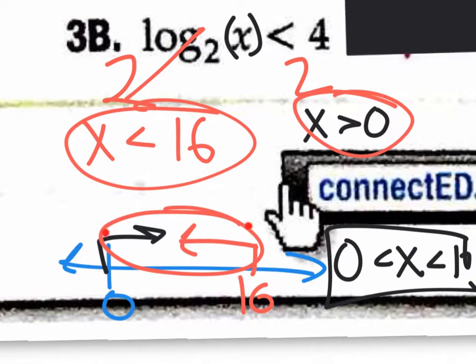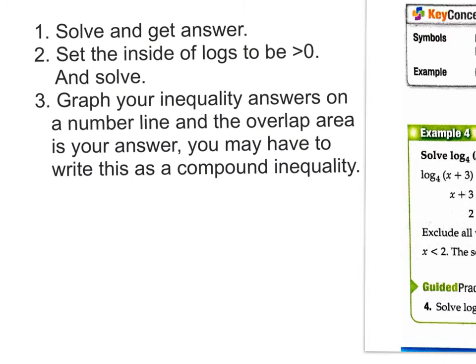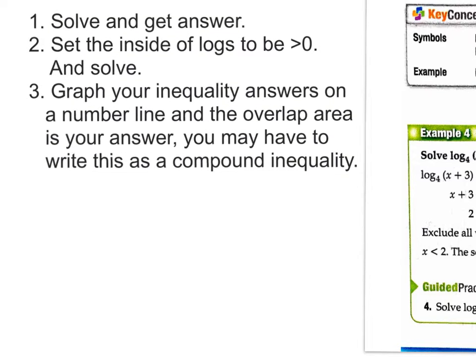Okay? Now, if they're both in the same direction, then the overlap would be over here, x is greater than 16. Or let's say they're both in this direction, then the overlap would be over here, x is less than 0. But they're pointing towards each other, so the overlap piece is between 0 and 16, so you write it as a compound inequality. So with that said, we need to understand these steps right here on solving inequalities.